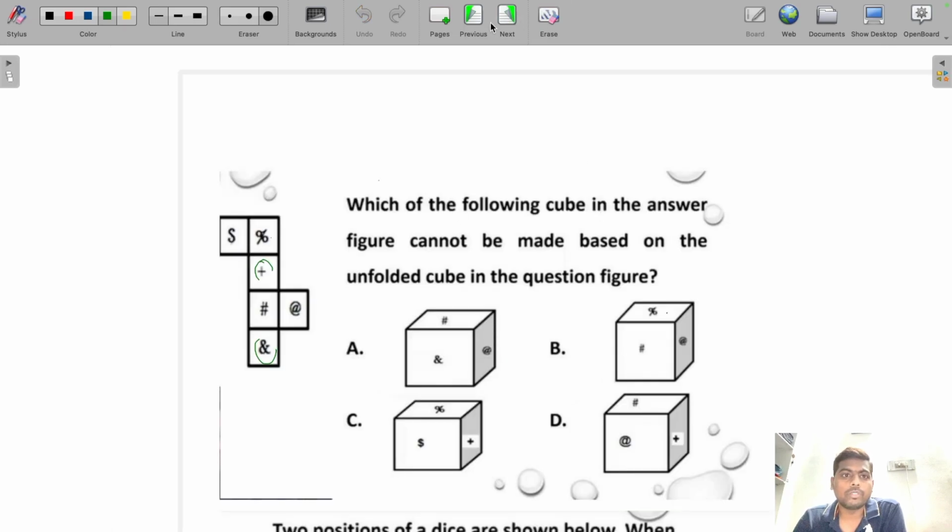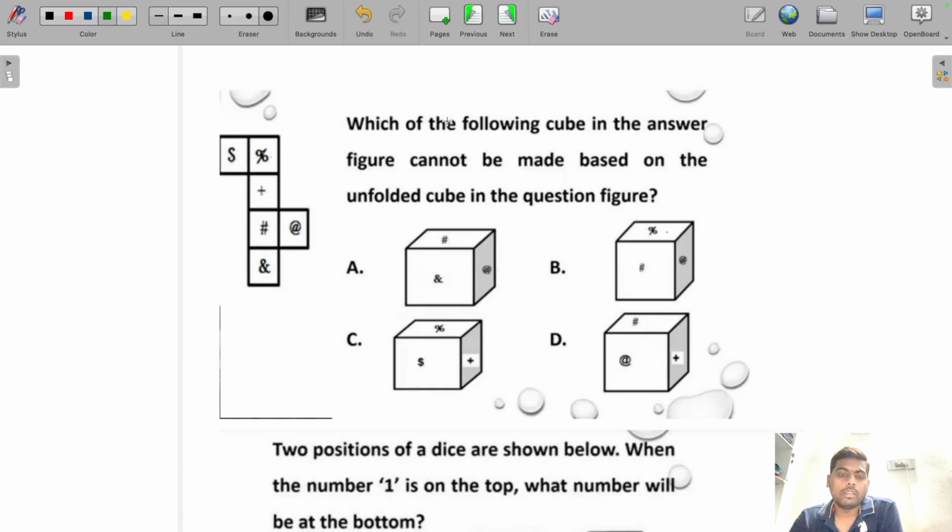Now coming to the next question, they are asking which of the following cubes in the answer figure cannot be made based on the unfolded cube. So you just remember one thing here. I just want to tell what is an adjacent face.